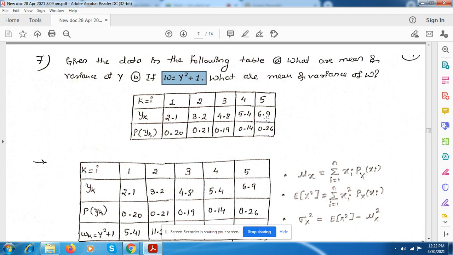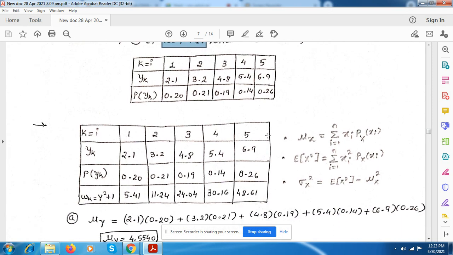Here there are 5 values for that, that is 2.1, 3.2, 4.8, 5.4 and 6.9, and the probability of this yk. For the first value 2.1, the probability is 0.20, and for the second value 3.2, the probability is 0.21, and for the third random variable 4.8, the probability is 0.19, and for the fourth, 5.4, the probability is 0.14, and for the last random variable 6.9, the value of probability is 0.26.